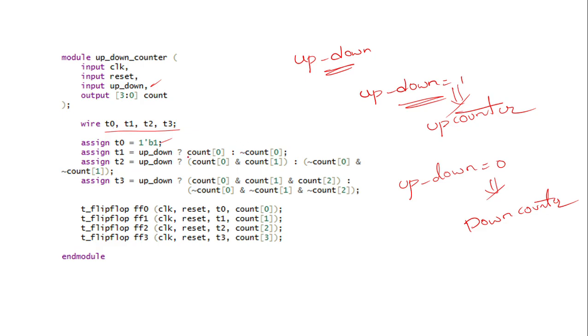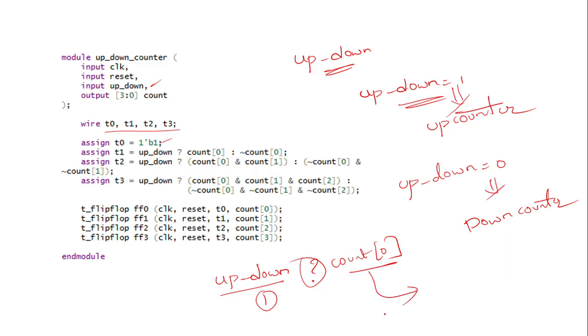What is its usage? I already discussed it in the data types and operators video. If you haven't watched that operators video, go through it, then it is easy to understand. Simply I will explain here. For up_down, I write a question mark. This indicates that if the value of up_down is true, and true means 1, then count of 0 is going to be assigned to the output.